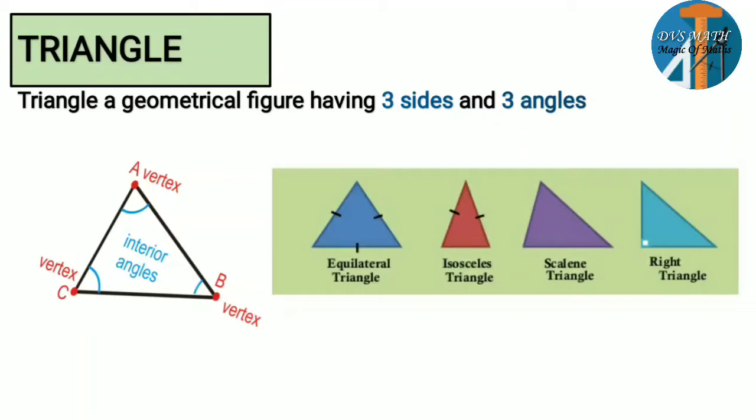And in your lower classes, you learnt about the types of triangles. If all the sides are equal, we call it an equilateral triangle. If two sides are equal, it is an isosceles triangle. If all sides are of different measurements, it is a scalene triangle. And if one angle is 90 degrees, we call it a right triangle, or right angled triangle. So you know the types of triangles and what a triangle is.